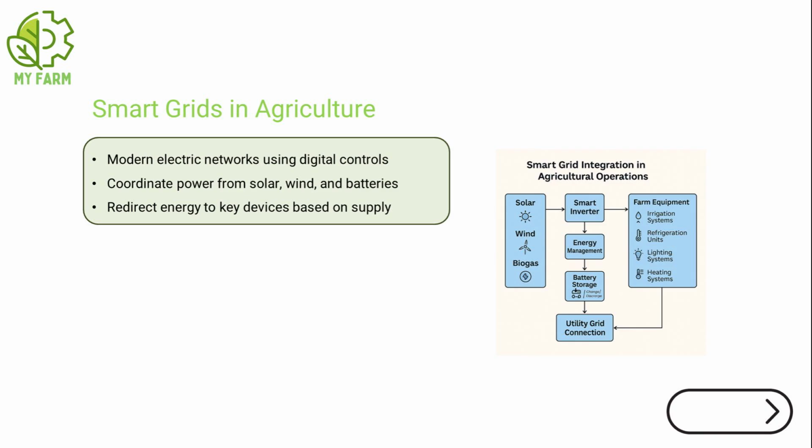variable environments. Ultimately, a smart grid acts as the digital nervous system of a modern renewable energy farm. It connects all the pieces, generation, storage, and consumption, into one intelligent, self-regulating ecosystem. By adopting smart grid technology, farms gain greater energy independence, operational efficiency, and sustainability, ensuring that renewable systems continue to deliver power when and where it's needed most.